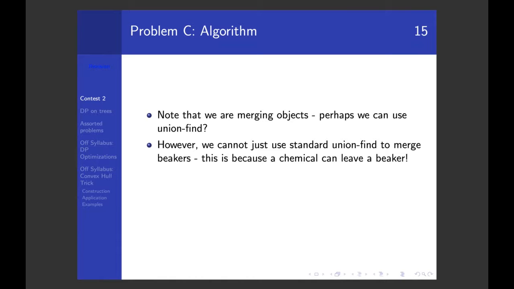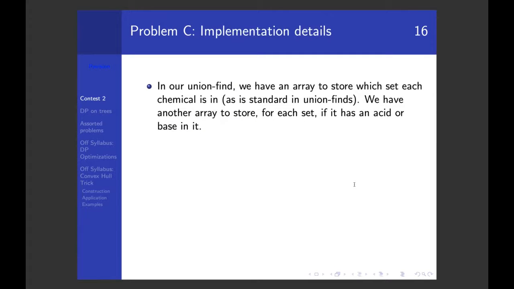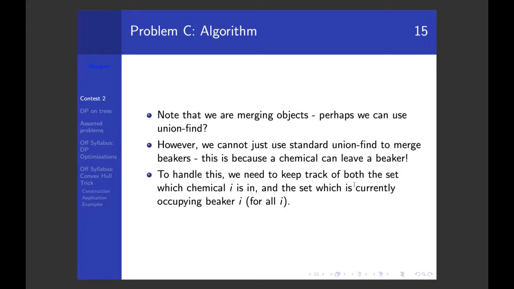But the key thing is that mixtures themselves never get unmerged. So even though beakers become empty, the mixtures don't become unmixed, and so we can union find the mixtures together, but not the beakers on their own. To handle this, we can keep track of the set that a chemical is in using a union find, because we merge chemicals and never unmerge them. And then we can keep track of, for each beaker, which set is currently occupying it. Some details. If that doesn't make sense, let me know. Hopefully, with some more details, it'll make more sense.